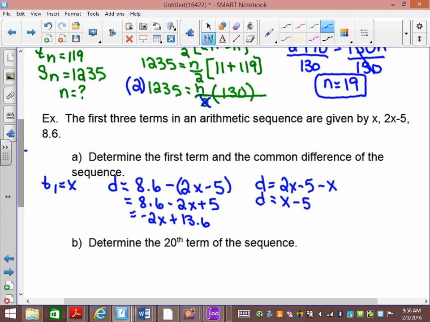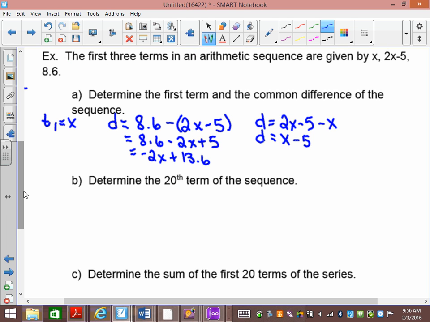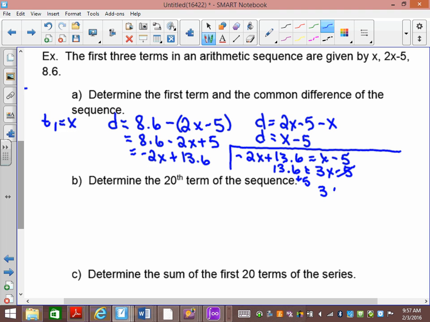This is the common difference, and so is this. Could we not set them equal to each other and solve? So you could go negative 2x plus 13.6 equals x minus 5, because they're both the common difference, so they could both be equal to each other, because you can say d equals d, right? Move the 2x over, and I get 13.6 equals 3x minus 5. Add the 5, and I get 3x equals 18.6. Divide by 3, and what is x actually? 6.2? Yeah.